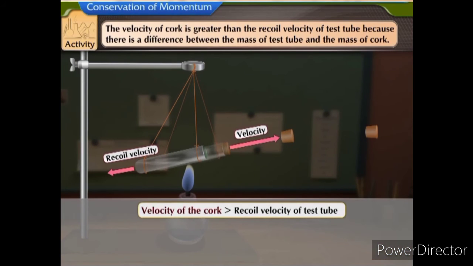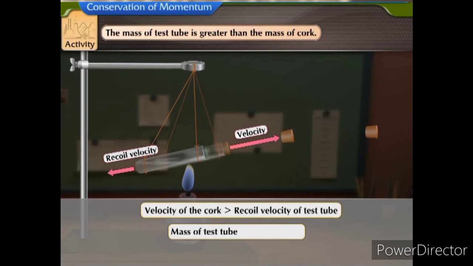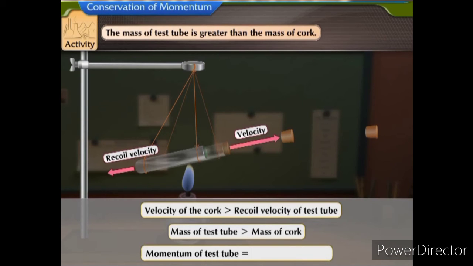Well, the velocity of the cork is greater than the recoil velocity of the test tube because there is a difference between the mass of the test tube and the mass of the cork. That is, the mass of the test tube is greater than the mass of the cork. Thus, the momentum of the test tube is equal to the momentum of the cork.